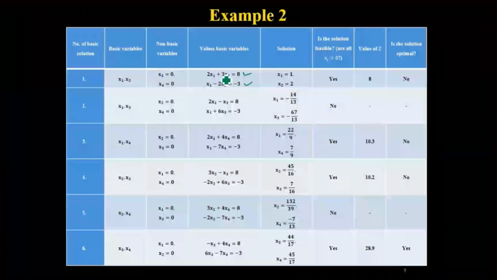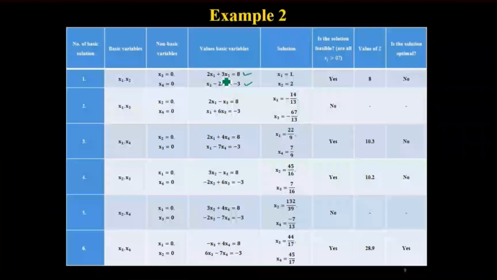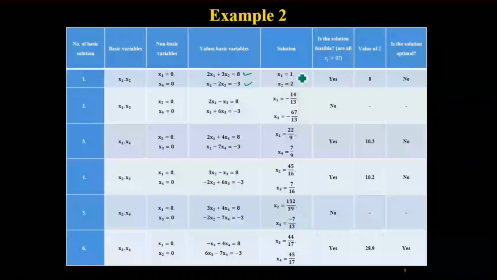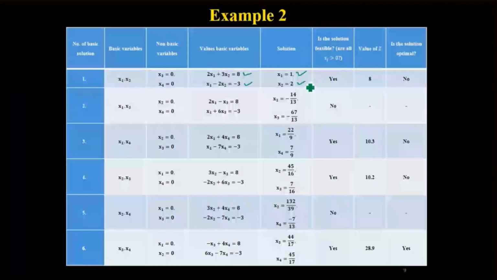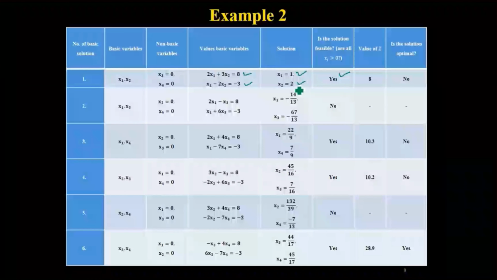Now what is the next task? The next task is to solve these equations. If you solve these two simplified equations, you will get the x1 value as 1 and the x2 value as 2, and both x1 and x2 are positive values. If they are positive, they satisfy the feasibility condition. Yes, it is satisfying the feasibility condition.